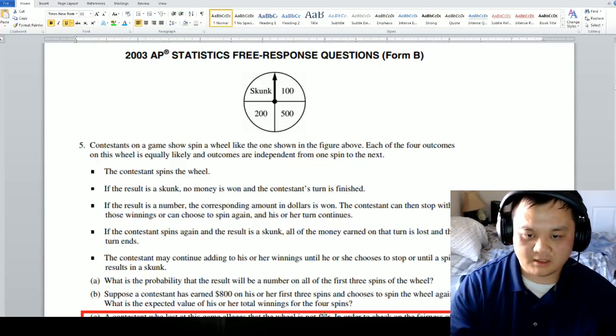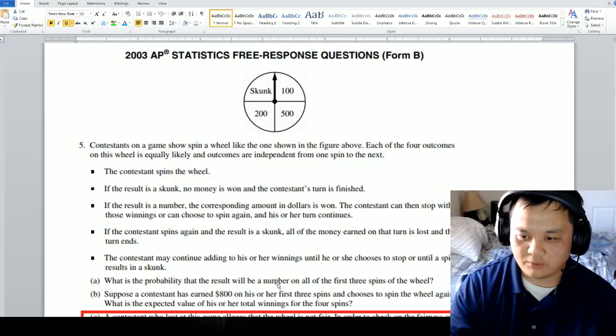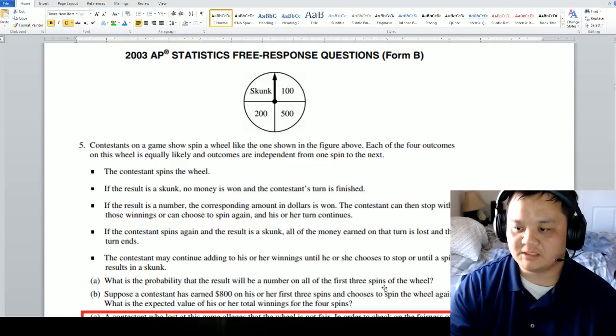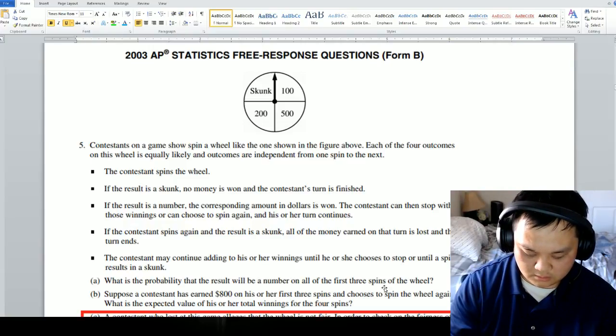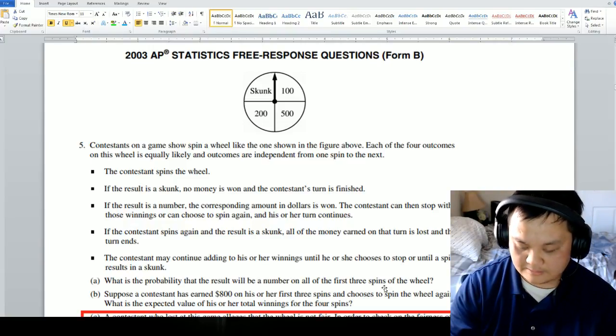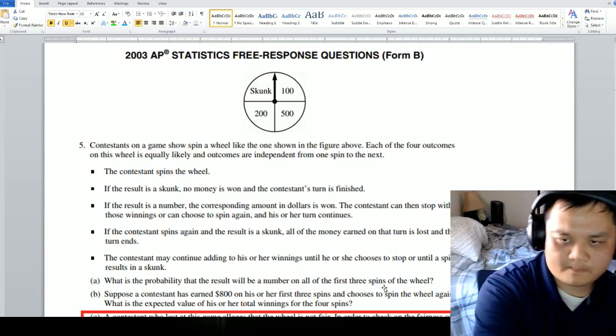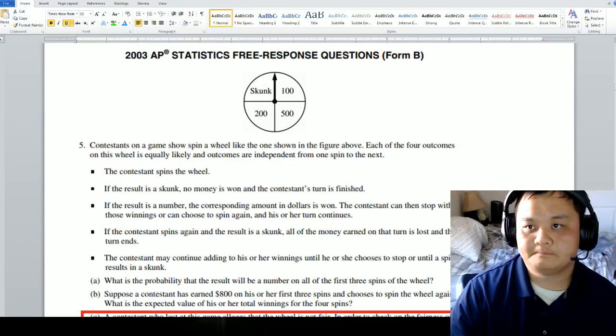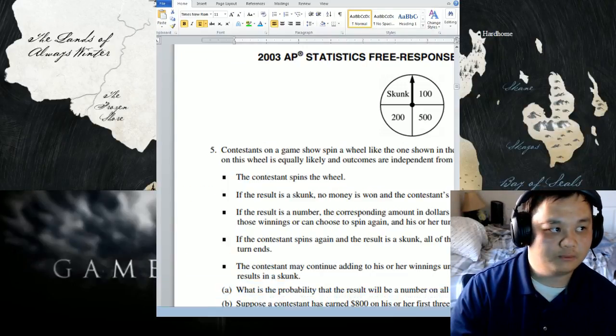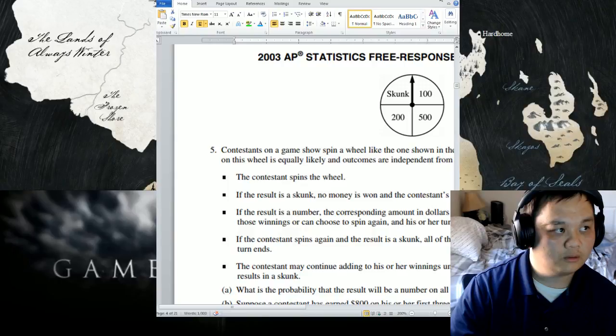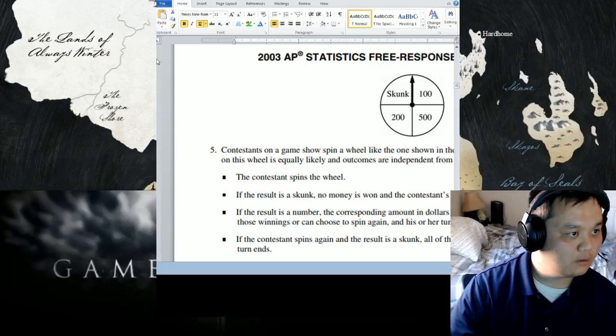Here they're asking what is the probability that the result will be a number on all the first three spins of the wheel. Do you understand the question? Okay. What do you have? What is the probability?